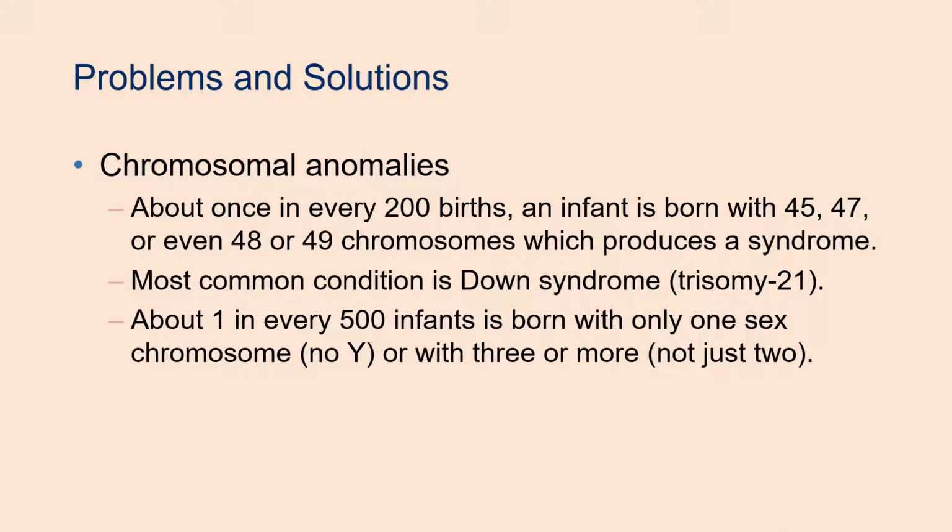About 1 in every 500 infants is born with only 1 sex chromosome, no Y, or with 3 or more, not just 2. Having an odd number of sex chromosomes impairs cognition and sexual maturation with varied specifics. It's not unusual for affected people to seem to be typical until adulthood, when they consult a doctor because they are infertile. There is a table in the chapter which identifies some common abnormalities involving the sex chromosomes and describes some of the associated physical appearances and psychological characteristics, along with the incidence rates.